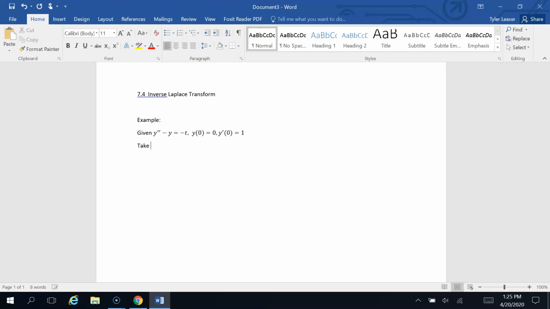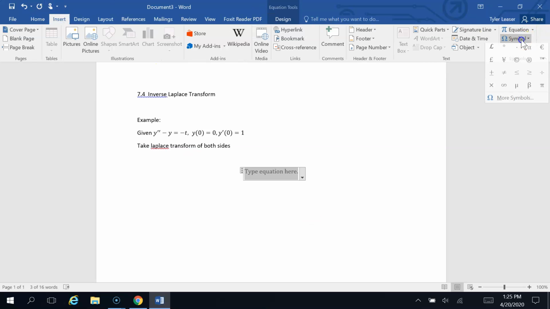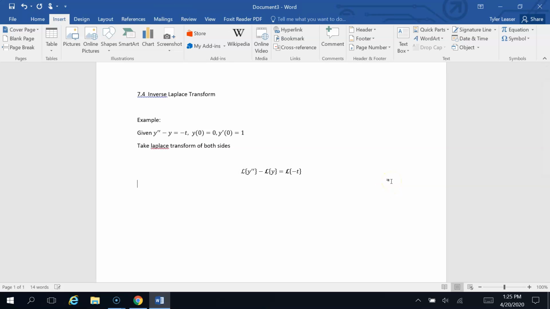So what we're going to do is take the Laplace transform of both sides. All right, so just to write it all out, bear with me for a second. We're going to take the Laplace transformation of the second derivative of y minus the Laplace transformation of y itself. That's going to be equal to the Laplace transformation of negative t, the right-hand side. So just taking the Laplace transformation of every single term in my differential equation here.